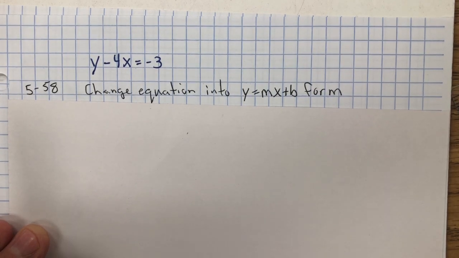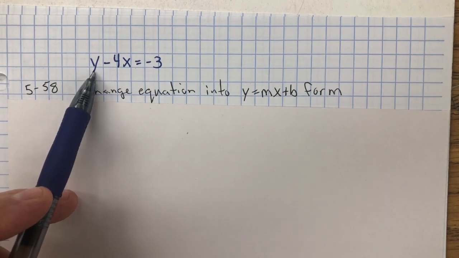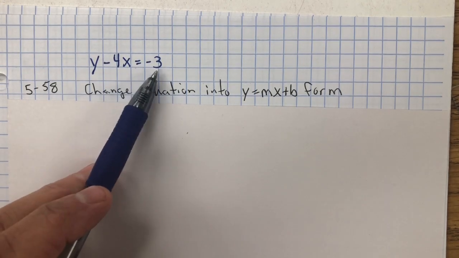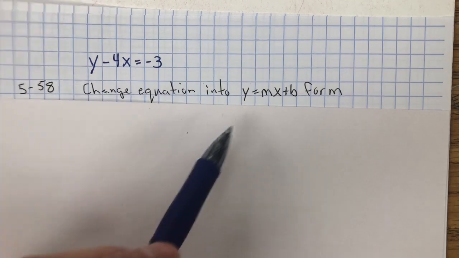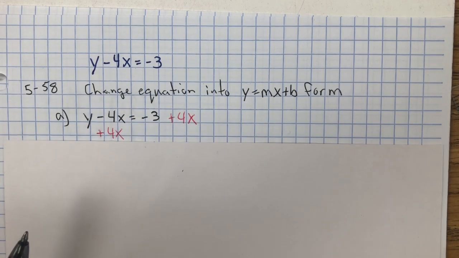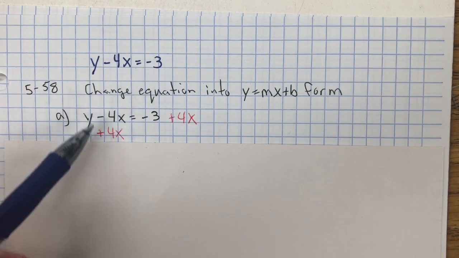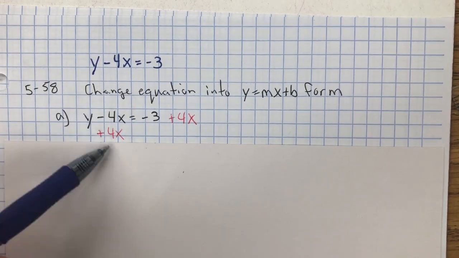For problem 558, I need to change the equation into y equals mx plus b form. So I have the equation y minus 4x equals negative 3. Well, I want to get y by itself into this form. So first thing I'm going to do is the inverse property of subtraction is addition. So I'm going to add 4x to both sides. Created a zero pair.